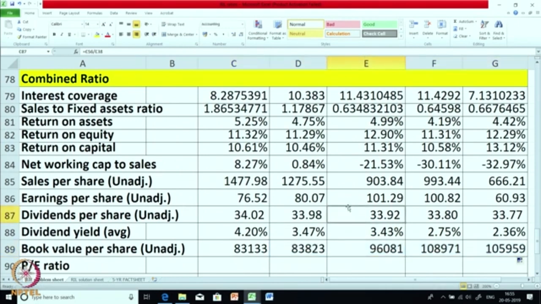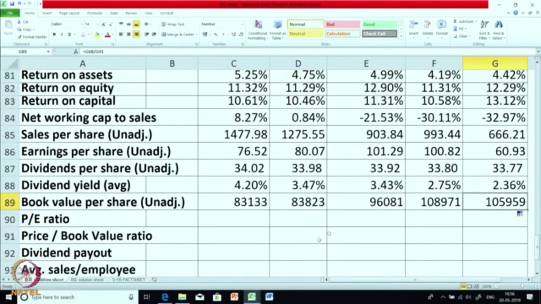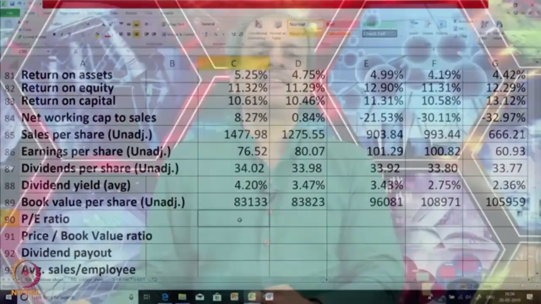This is going to be a pretty high amount. It represents the total value of the company if the whole of the company is sold off today, on per share basis. So it is 83133 in terms of millions of rupees, and it has now gone up to 105959. The next ratios are price related ratios, PE ratio.